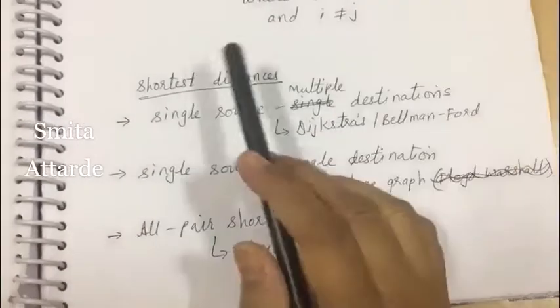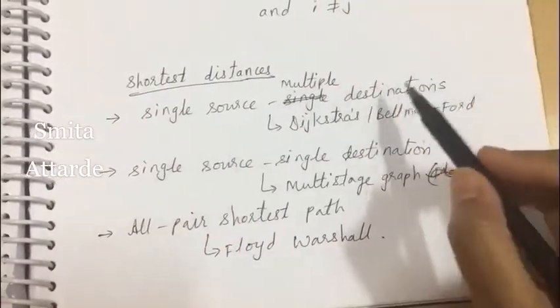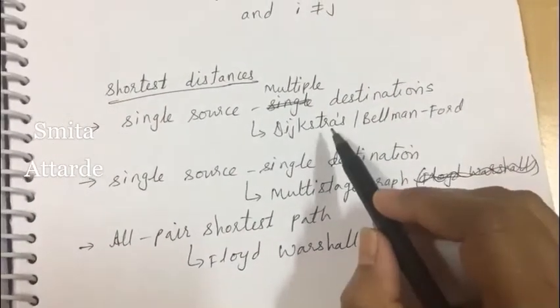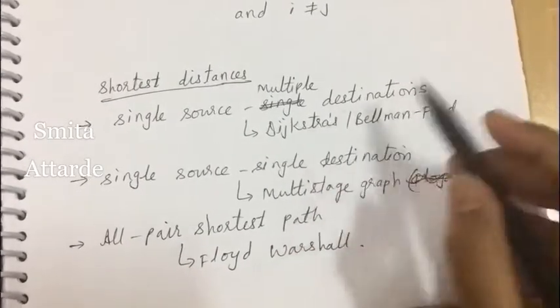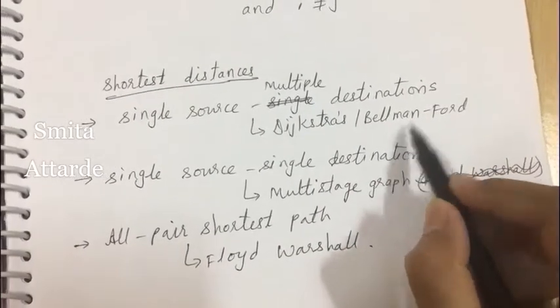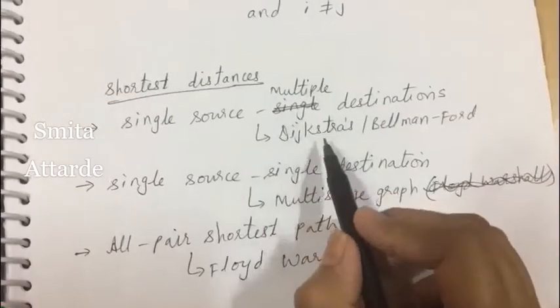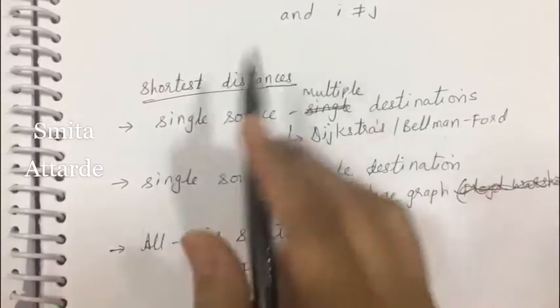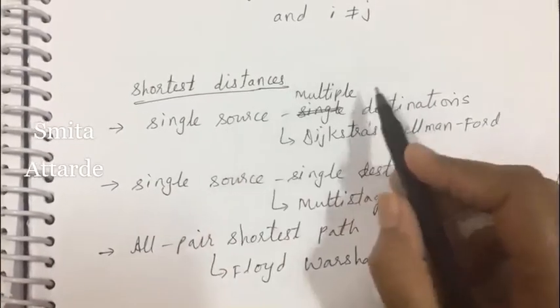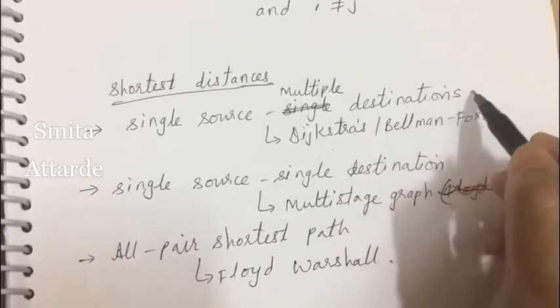We have seen the single source case, so when there is a single source and multiple destinations, we use Dijkstra's algorithm or the Bellman-Ford algorithm. When the edge weights are negative, we go for Bellman-Ford algorithm, otherwise we go for Dijkstra's. In this case, we have a single source and all the remaining vertices are our destinations.